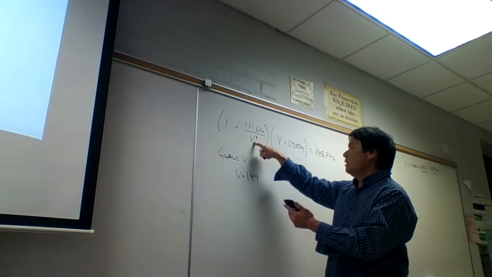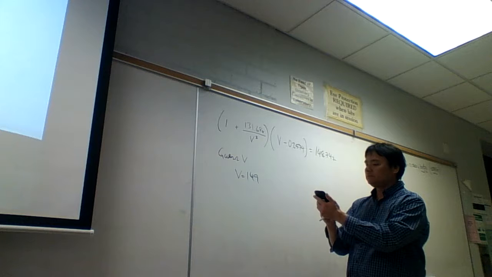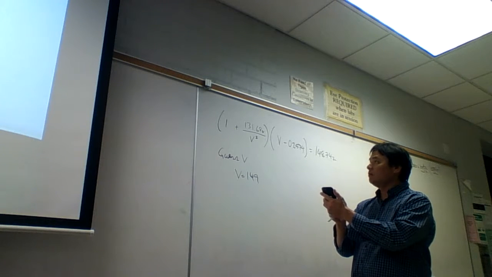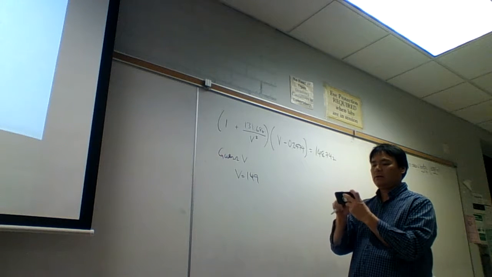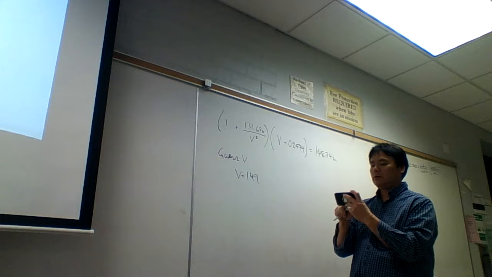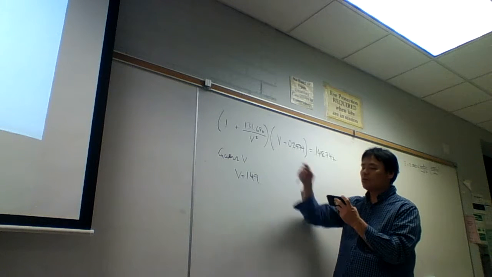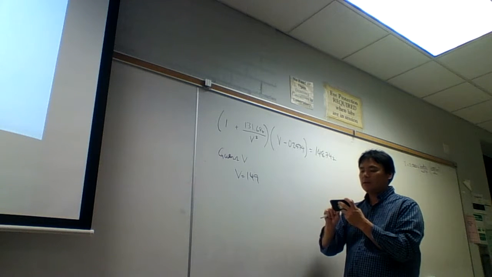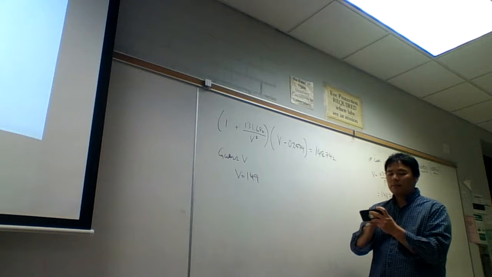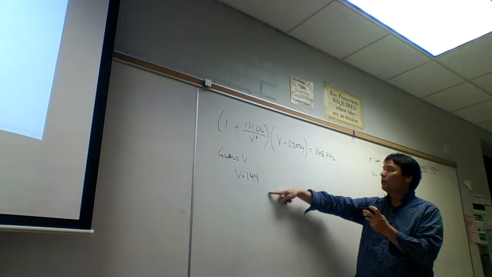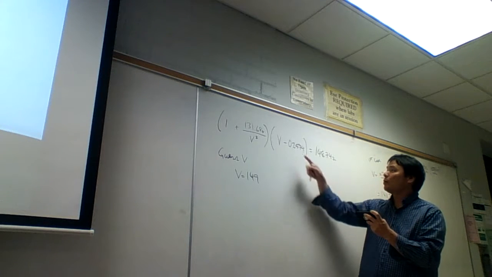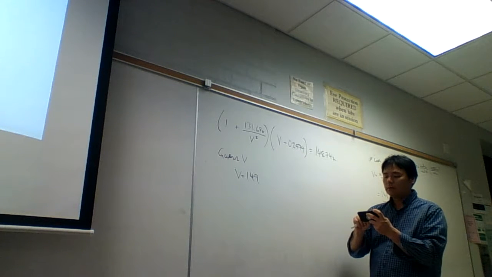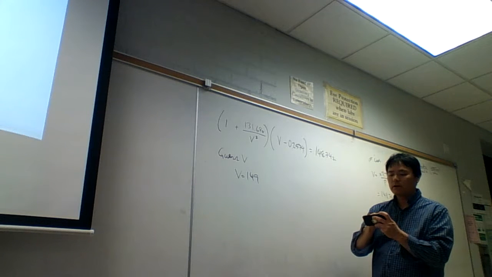So if I do that, I'm going to go 131.688 divided by 149 squared, equals, plus 1, equals, times parentheses 149 minus 0.2574, close parentheses.